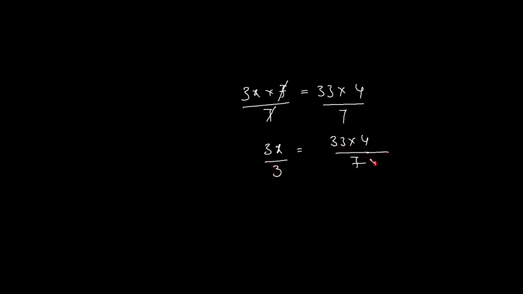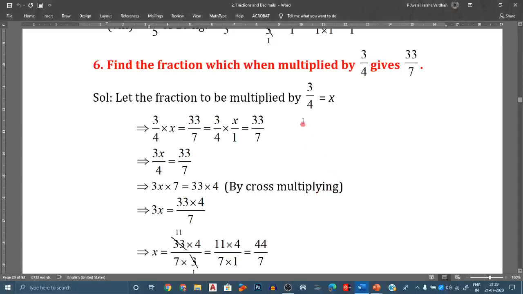Now you can write 3 in the denominator. Now you can cancel here 3 and 3. So the remaining term is x, whatever you want. Now you can cancel 3 ones and 3 11s. Now there is no common factor here. 11 4s are 44 by 7. So this is the required fraction to multiply by the given fraction, which is 3 by 4.